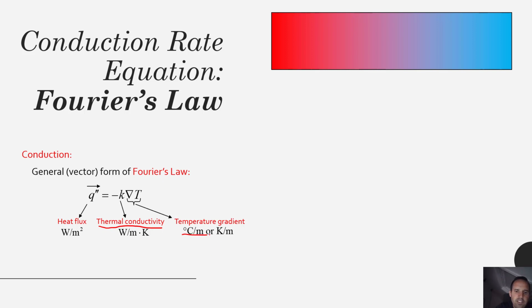And notice the units of the temperature gradient are going to be in degrees Celsius per meter or Kelvin per meter, which, because it's relative, would be the equivalent units. So our heat flux is equal to minus K times the gradient of temperature. What that tells us is that heat flows against the temperature gradient. That's what this negative sign does for us.